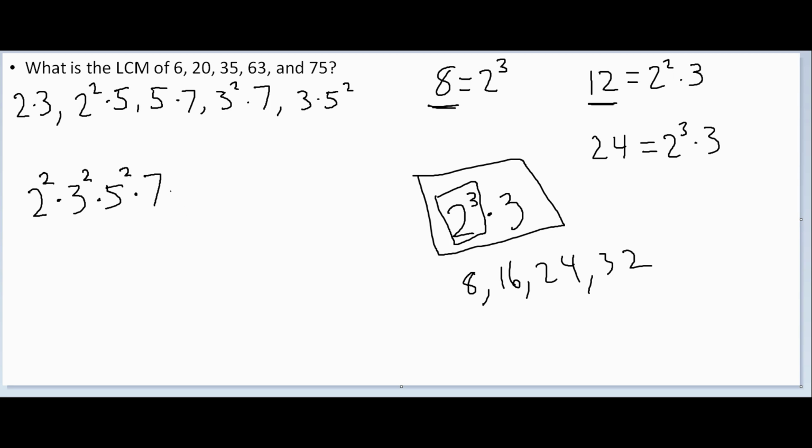Okay, so that's one way you can do it, or you can just go through the entire thing from the beginning and just pick out the highest number of each prime factor and write it down. Either way, we get 2 squared times 3 squared times 5 squared times 7 for the least common multiple. And if you multiply that all out, we're going to get 6,300.